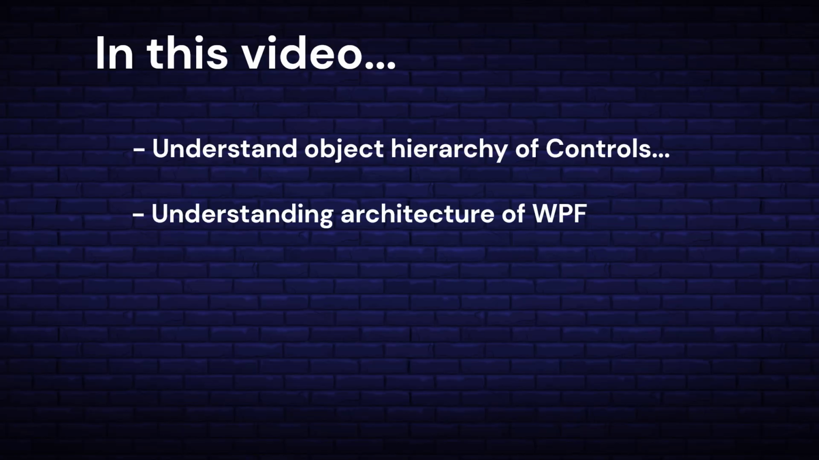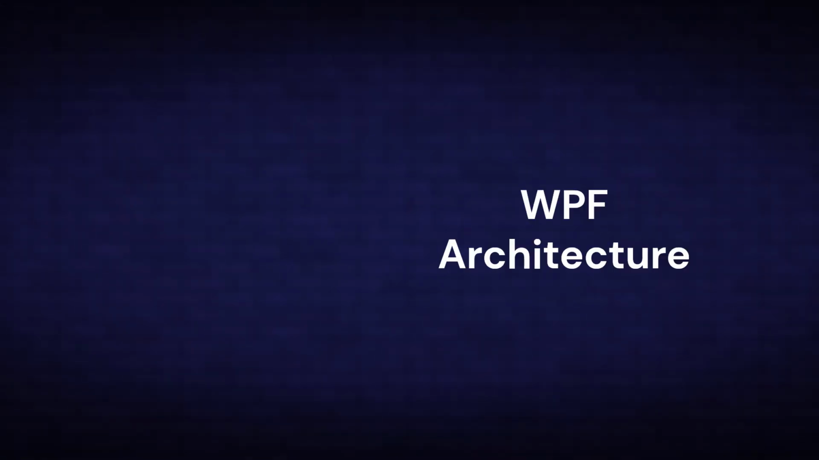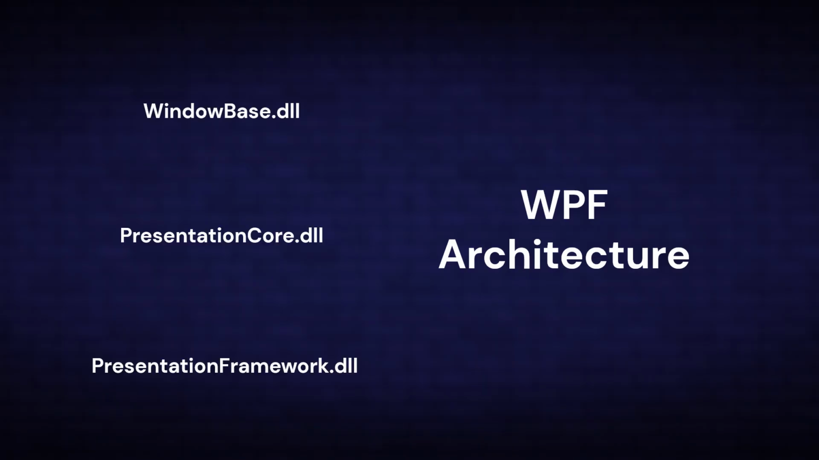In this video, we are going to understand the object hierarchy of controls in WPF, and side by side, we will see the architecture of WPF as a framework. Most of the managed code implementation of the WPF can be found within these three components: WindowsBase, PresentationCore, and PresentationFramework. Internally, WindowsBase routes the rendering instructions to the unmanaged component, milcore. So, we can consider one unmanaged and two managed components, which constitute the architecture of WPF.